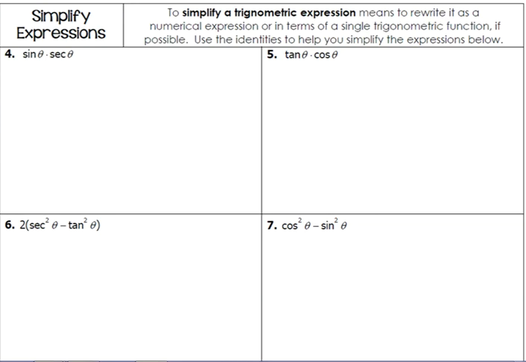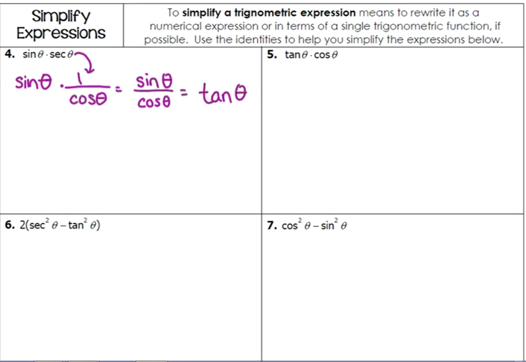So let's look at the very first one. We've got sine of theta times secant of theta. So one of your methods here should be typically to turn things into terms of sine and cosine if possible. So secant is 1 over cosine. So we just replaced it with 1 over cosine. And then if we're multiplying there, you just multiply straight across the top, straight across the bottom. So that's sine of theta over cosine of theta. And sine over cosine is tangent. So that expression there simplifies to tangent of theta.